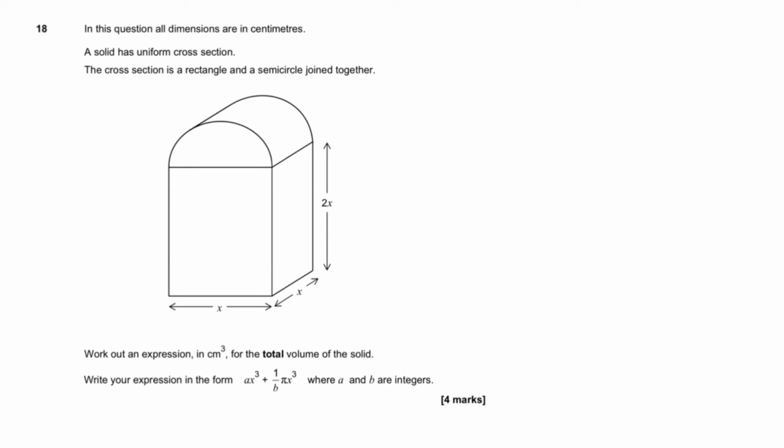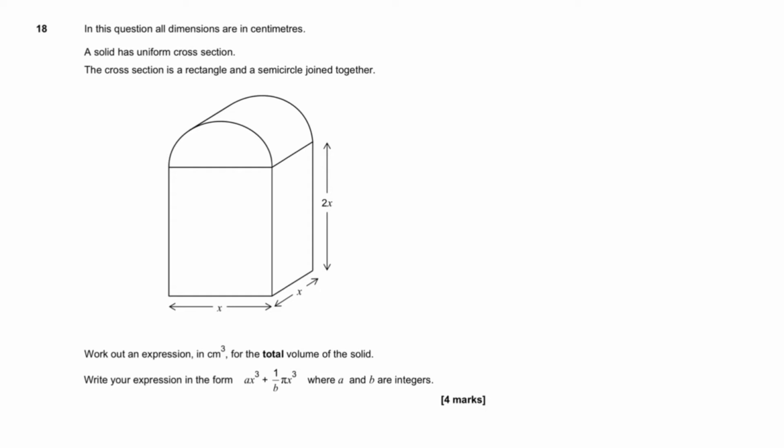Our next question says, in this question all dimensions are in centimetres. A solid has uniform cross-section. The cross-section is a rectangle and a semicircle joined together. Work out an expression in centimetres cubed for the total volume of the solid.